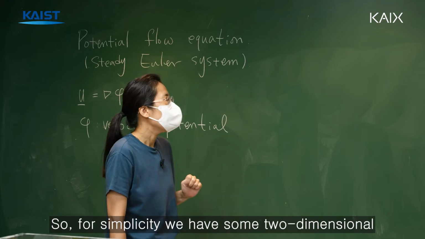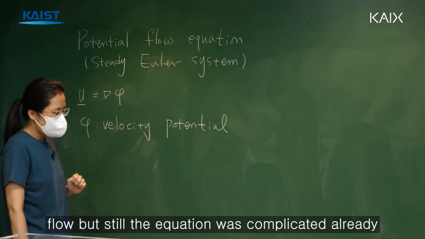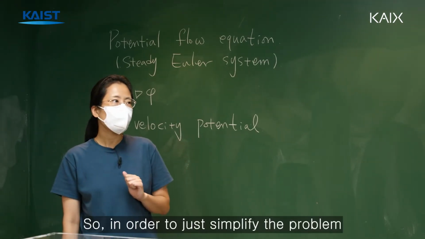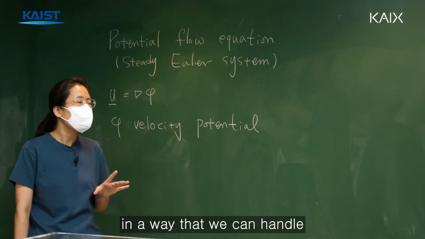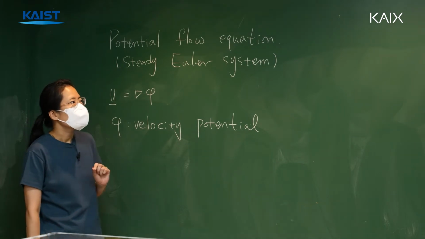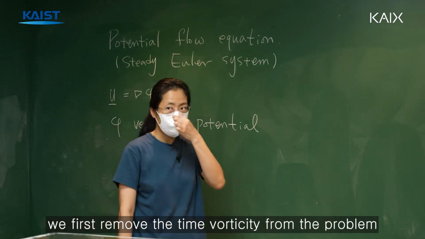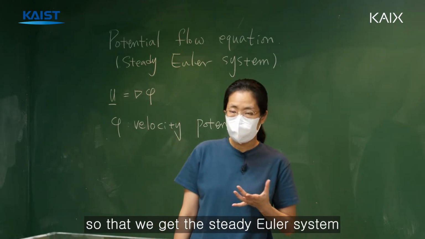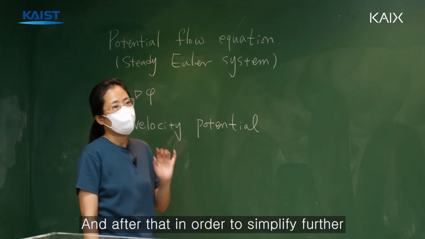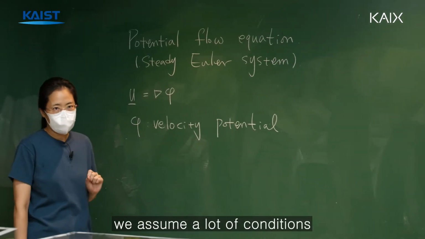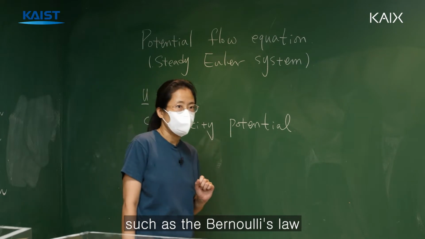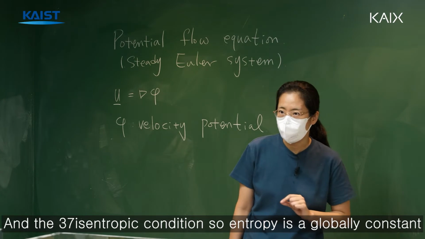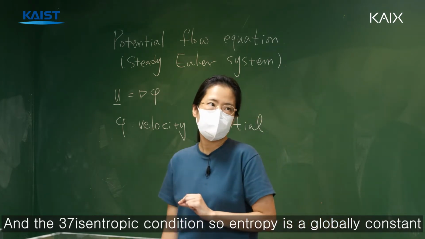For simplicity, we assume two-dimensional flow, but still the equation was complicated already, right? So in order to simplify the problem in a way that we can handle, we first remove the time variable from the problem so that we get the steady Euler system, right? And after that, in order to simplify further, we assume a lot of conditions, such as Bernoulli's law, so B equal to B0 for a constant B0, and the isentropic condition, so entropy is globally constant, right?